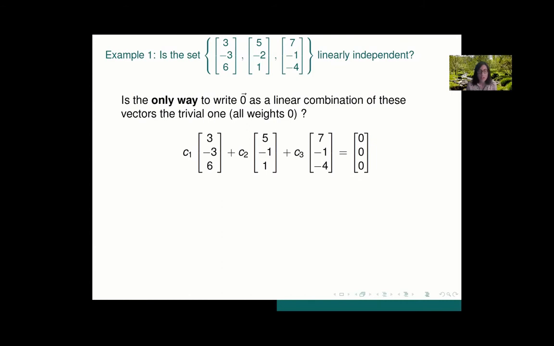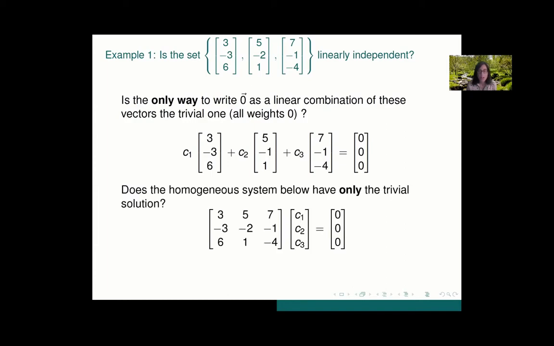The definition says we need to check to see if the only way to write the zero vector as a linear combination of the three vectors is trivially, with c1, c2, and c3 all zero. If the answer is yes, then the vectors are linearly independent. If the answer is no, then they are dependent.